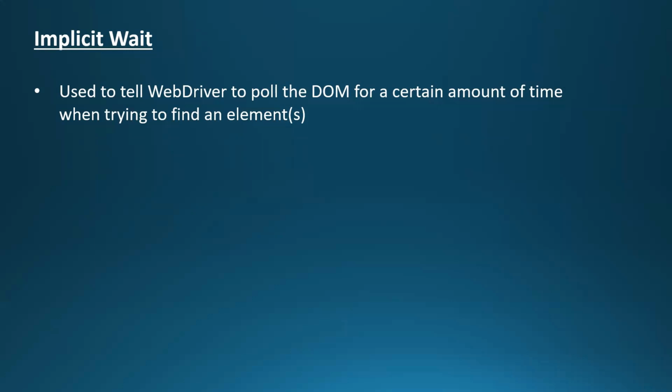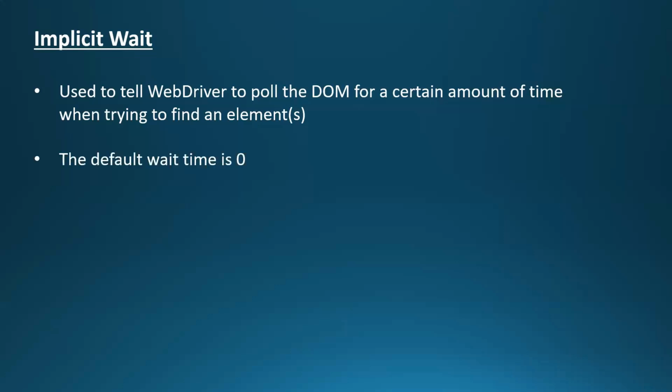So when we try to find an element on the DOM, we can specify a maximum timeout to the WebDriver. Within that time, if the element is found, it returns the element. Or if the timeout has expired, then we get an error that the element is not found and it is a timeout. So this is what we use implicit wait for.